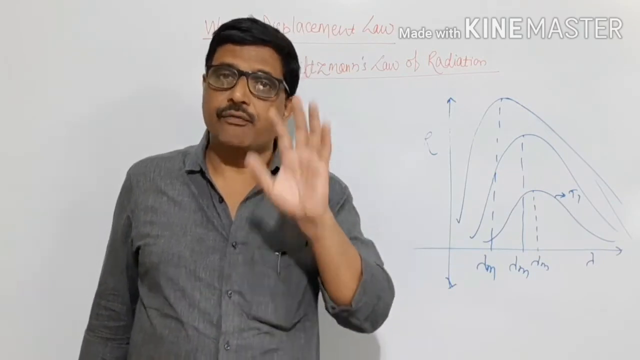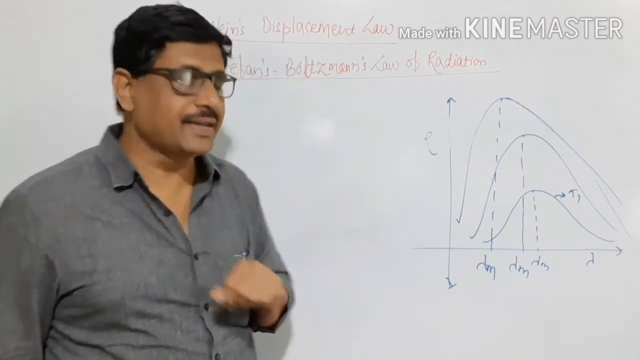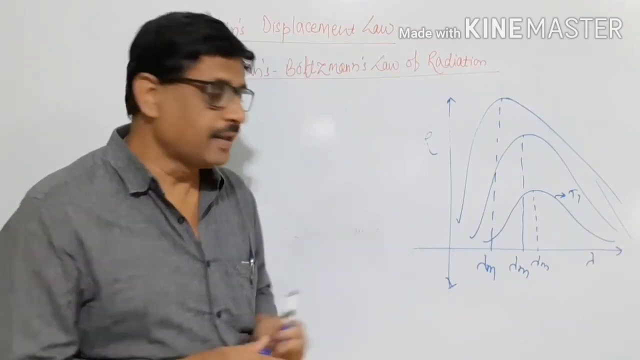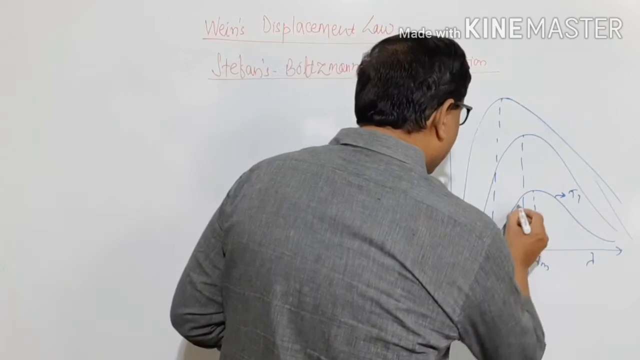And thereafter, one more thing that we stated earlier is that the amount of radiant heat emitted is equal to the area under the curve.